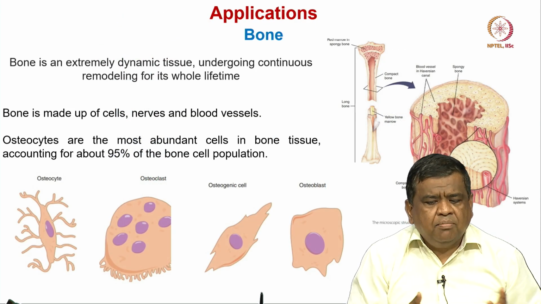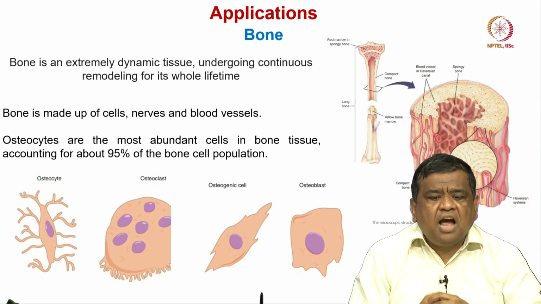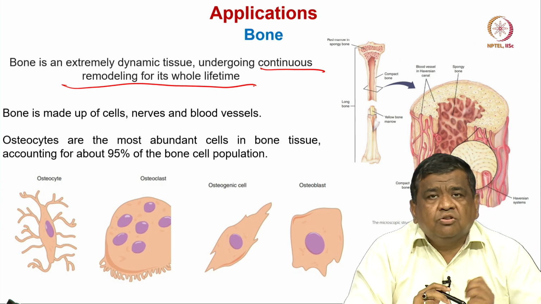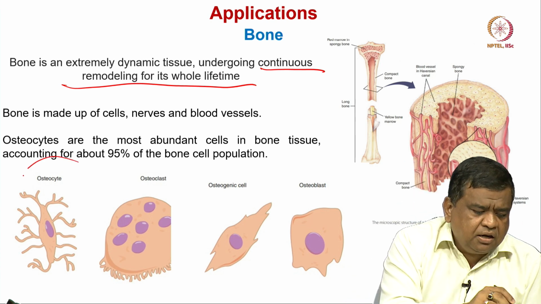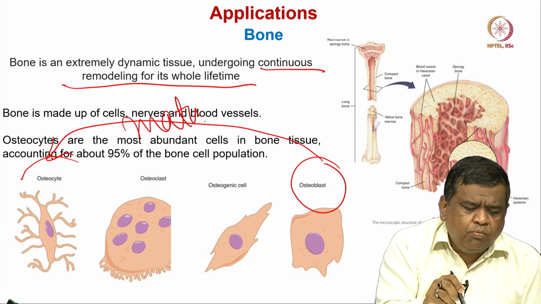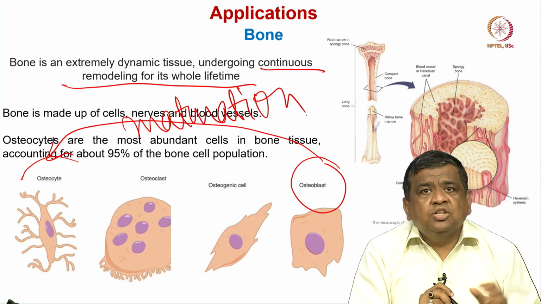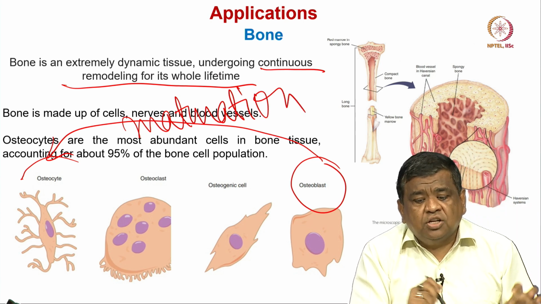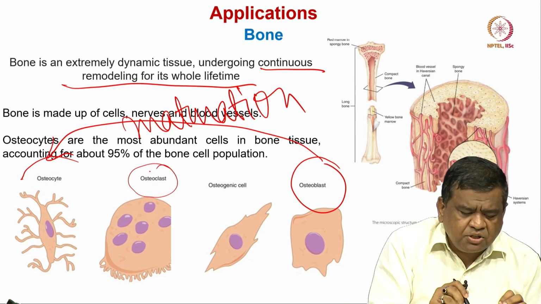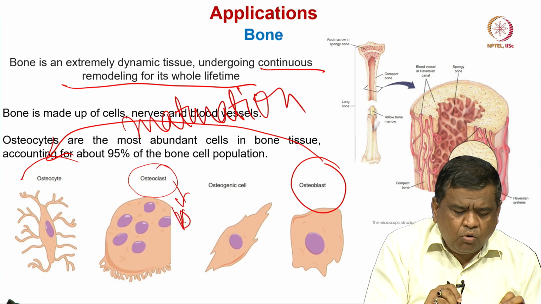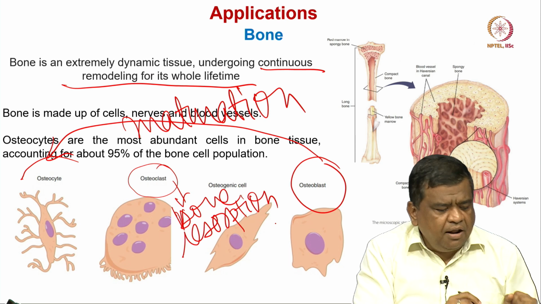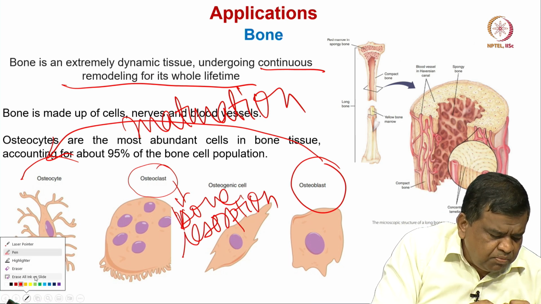So, this is just another example of the bone. Bone is an extremely dynamic tissue and it undergoes continuous remodeling during its whole lifetime. So, osteoblast cells, this is the more matured form, this is maturation to osteocytes. Osteocytes are the matured bone cells, osteoblasts are bone-forming cells, and osteoclasts are bone resorption cells. And this is the osteocyte cells and this is the osteoblast cells.